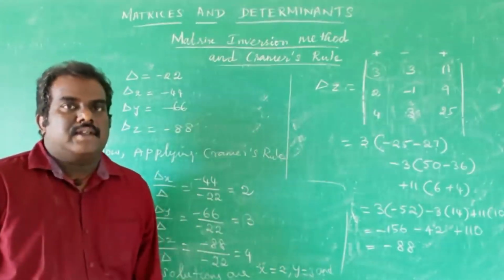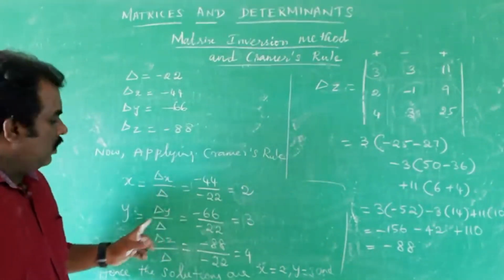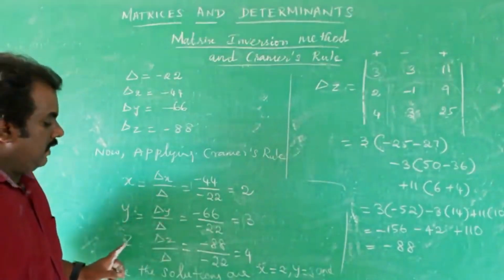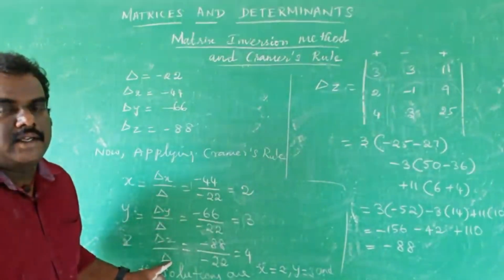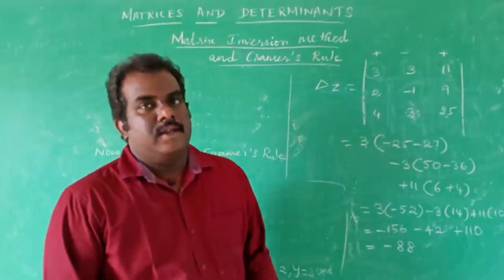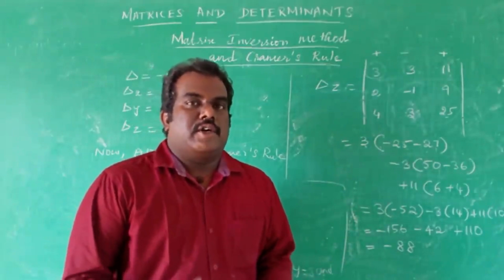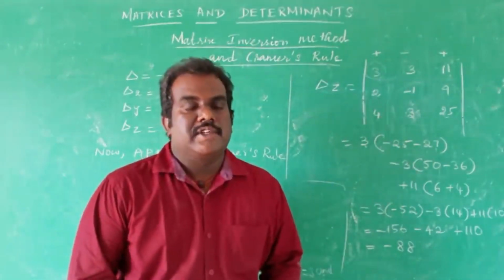And finally, apply Cramer's rule. Cramer's rule says x is equal to del x by del, y is equal to del y by del, z is equal to del z by del, and finally we can get the solutions of x, y, and z. So in both the methods, we found the solutions of the unknowns from the given system of equations.